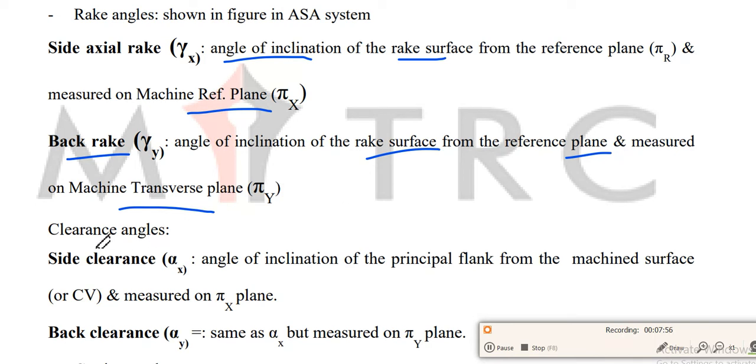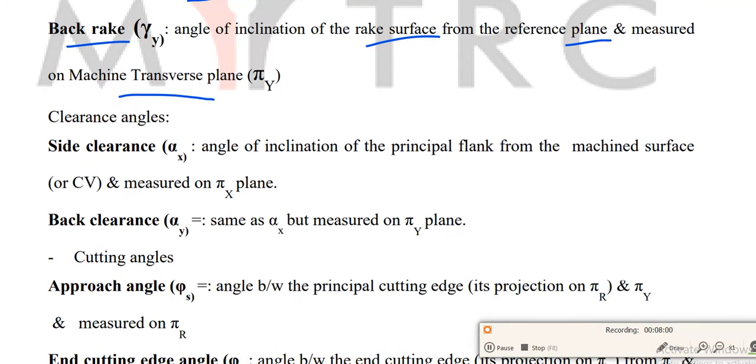Now next one is the clearance angles. So there are various clearance angles for the tool geometry. That is the side clearance, denoted by alpha x. Alpha x is the angle of inclination of the principal flank from the machined surface, and that will be measured on pi x plane. Similarly, back clearance angle is denoted by alpha y, and it is the same as alpha x but measured on pi y plane.